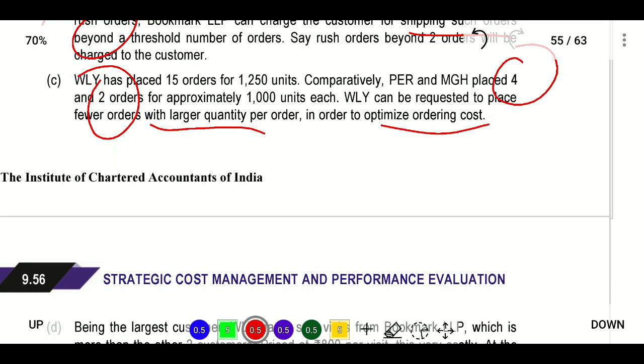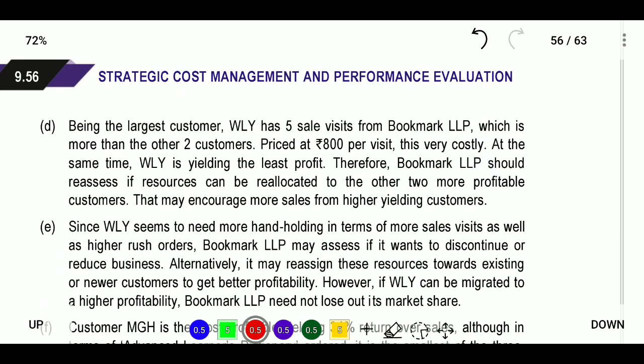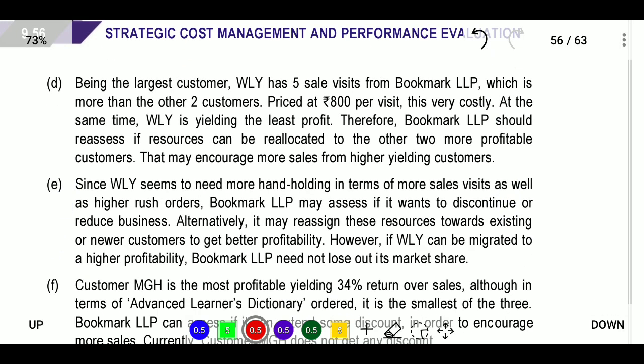Optimize the ordering cost. Next, being the large customer, WLY has 5 sales visits from Bookmark, while the other two customers get fewer, and the price is 800 rupees. So, very costly. At the same time, WLY is yielding less profit. He is getting less profit and the visits are more. So what can we do? XYZ LLP can reassess whether resources can be reallocated to the other two more profitable customers, and they may encourage more sales from higher yielding customers.